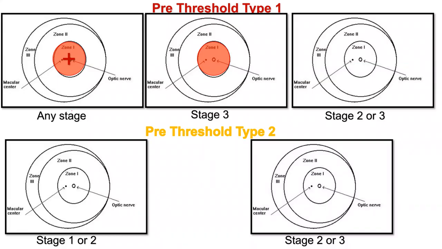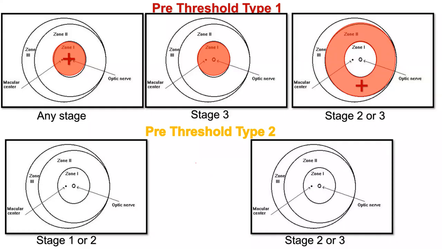Or if you have a stage 2 or a stage 3 in zone 2 with plus disease, this is an indication for treatment. Again, any stage in zone 1 with plus disease, stage 3 in zone 1 without plus disease, or stage 2 or 3 in zone 2 with plus disease: these are pre-threshold type 1, which is an indication for treatment.